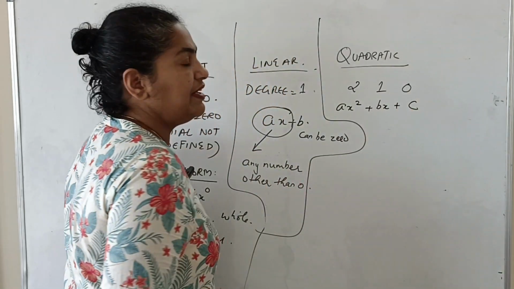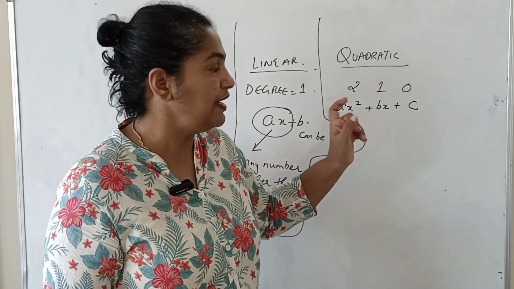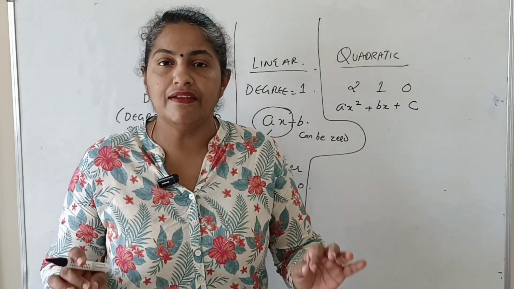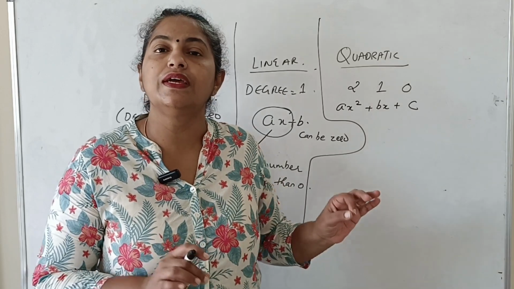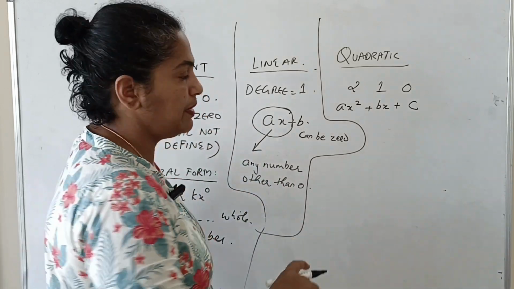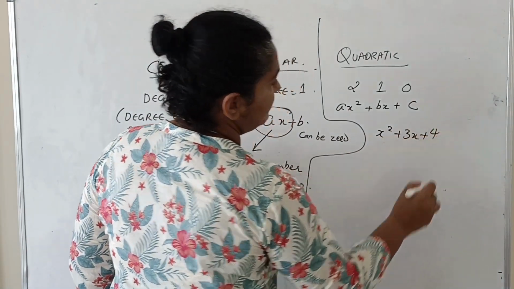c is the term having 0 degree, bx is the term having degree 1, and ax square is the term having degree 2. This is the general form. Let us write down a few examples so that you get a better idea of how to identify a, b and c for a quadratic polynomial. So suppose you have a quadratic polynomial of this form.